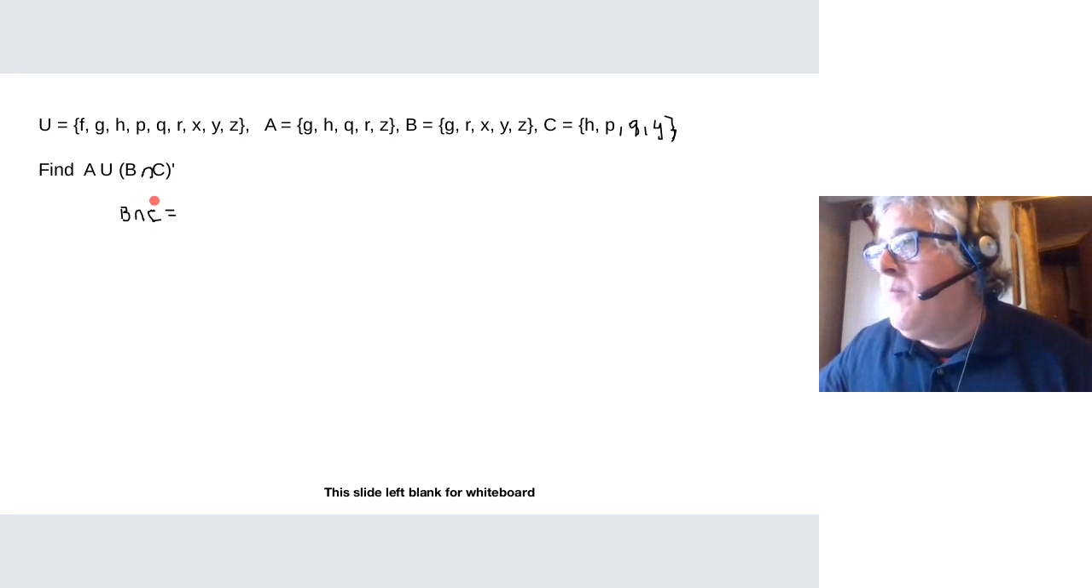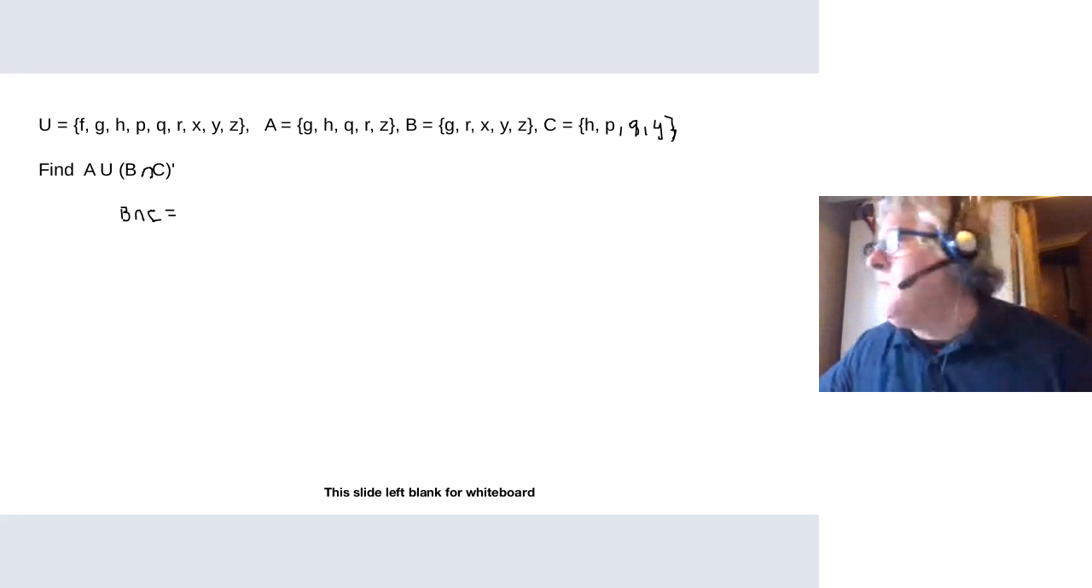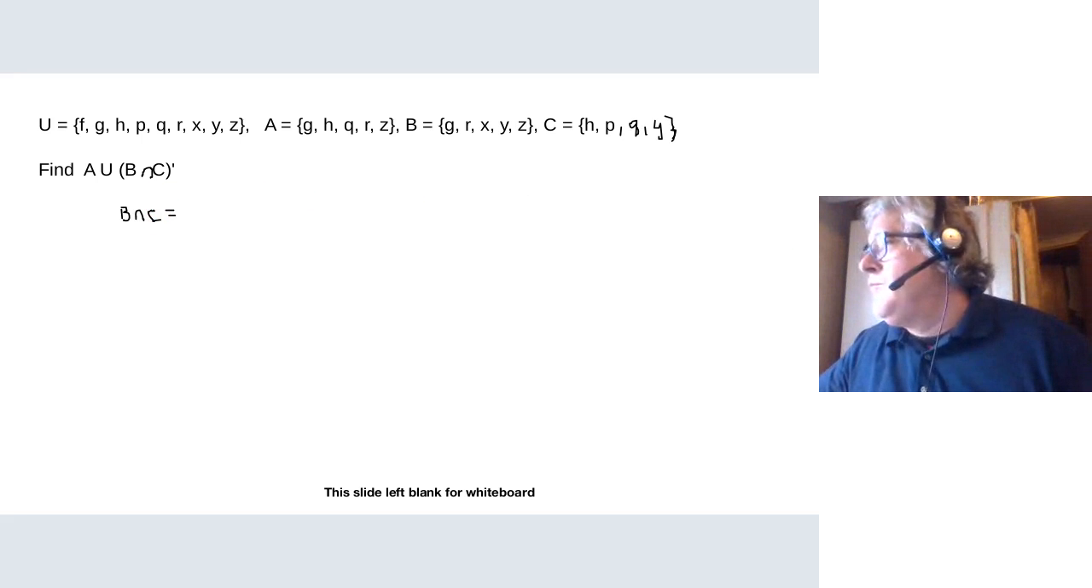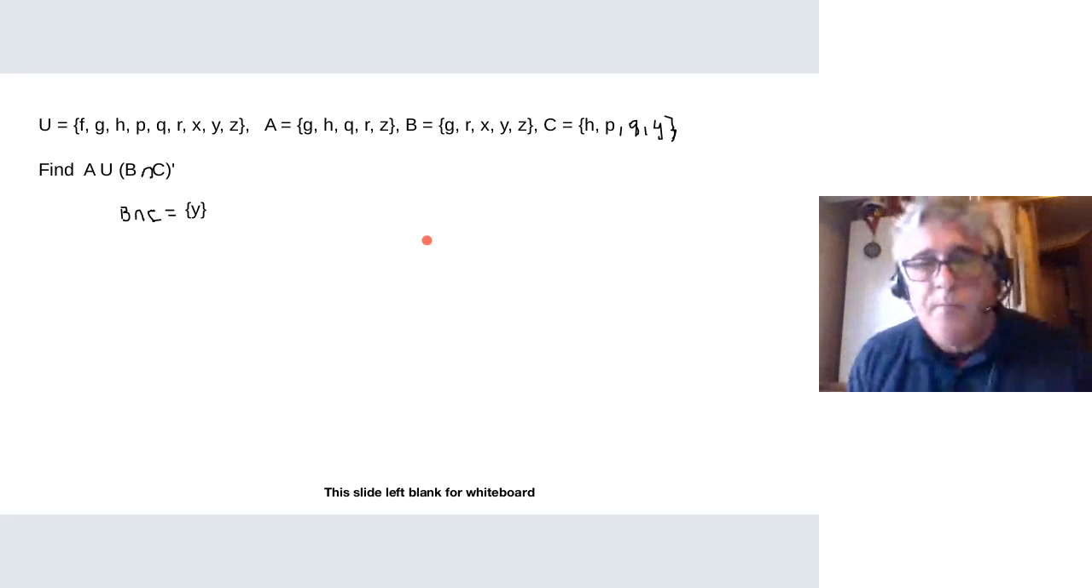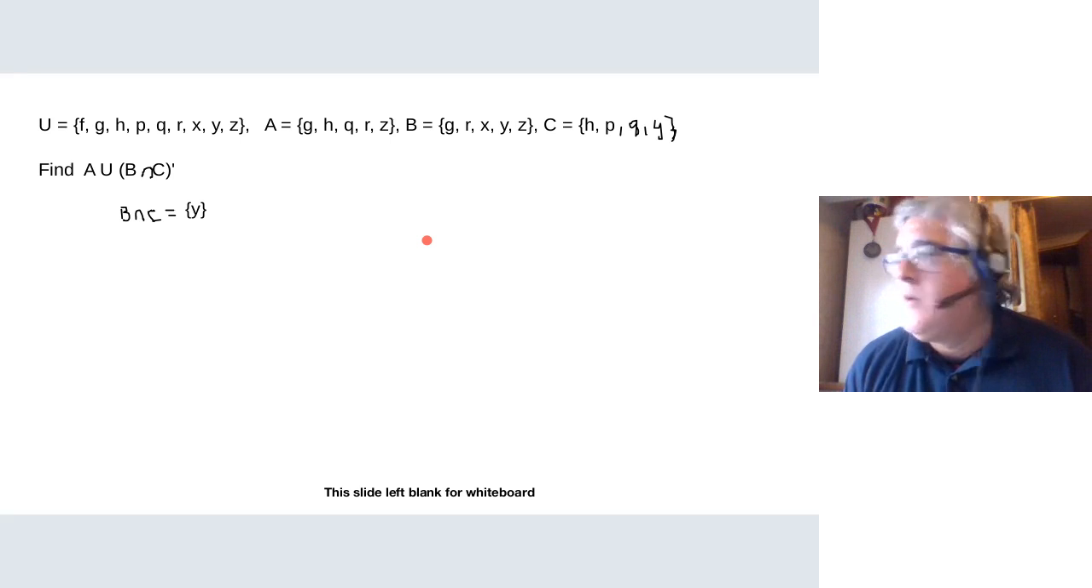So what does that mean? That means ones that are common, right? So what's common between B and C? G is not, H is not. Looks like Y is the only thing. Check me on that. The only thing common between B and C is Y. H is not, G is not, R is not, P is not, X is not, Y is.